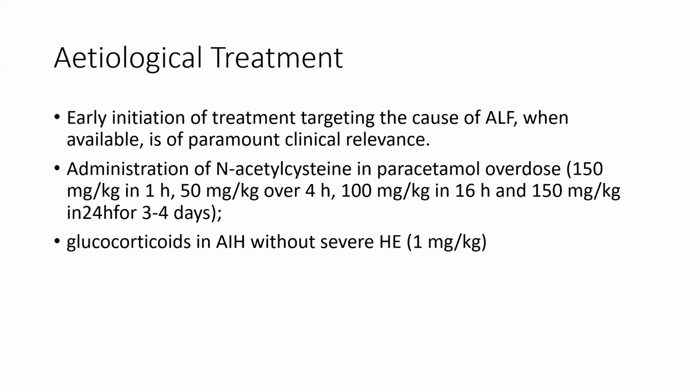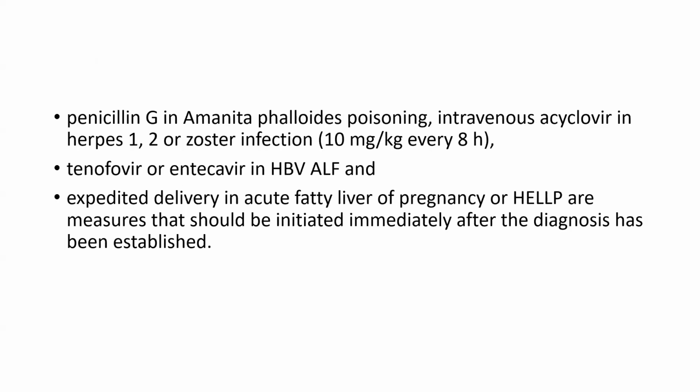Glucocorticoid in autoimmune hepatitis without severe hepatic encephalopathy, that is 1 mg per kg. Penicillin G in Amanita phalloides poisoning, intravenous acyclovir in herpes 1, 2 or zoster infection, that is 10 mg per kg every 8th hour. Tenofovir or entecavir in hepatitis B ALF. Expedited delivery in acute fatty liver of pregnancy or HELLP are measures that should be initiated immediately after the diagnosis has been established.